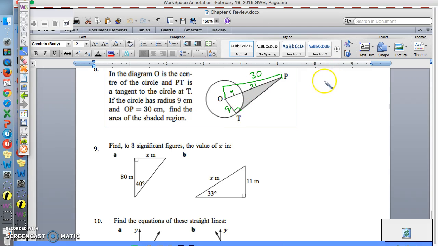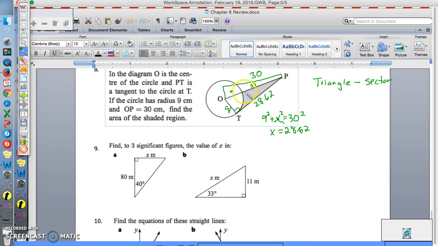Well, let's see. This would be the entire triangle area minus the sector area. So if it's a right triangle, we could find this base here. We know 9 squared plus x squared equals 30 squared. So why don't you pause this and solve for x? And you should end up with x equaling 28.62.